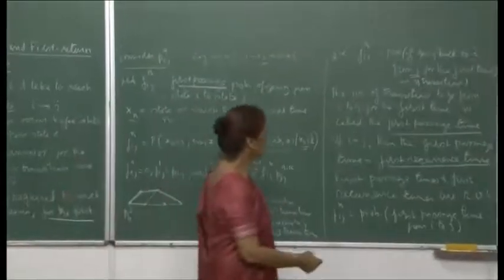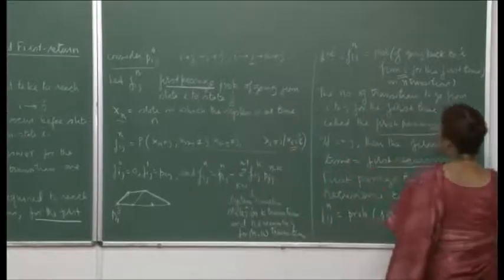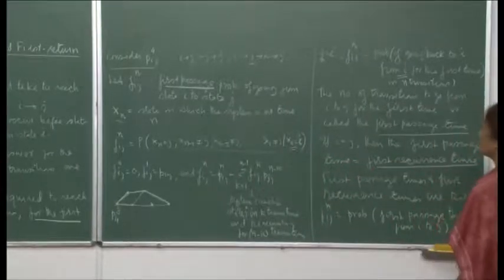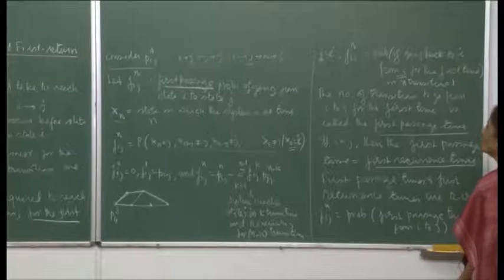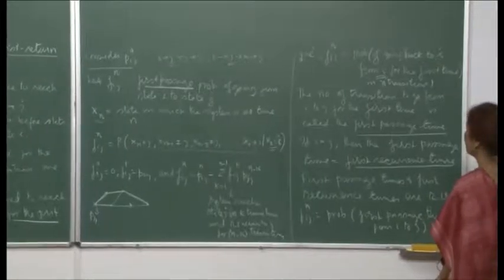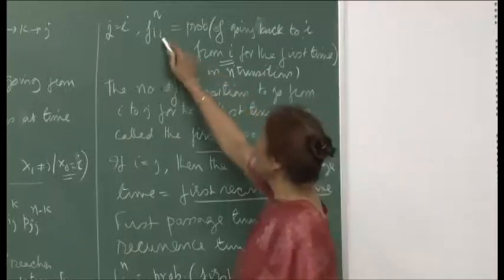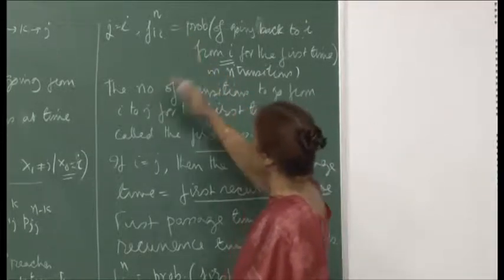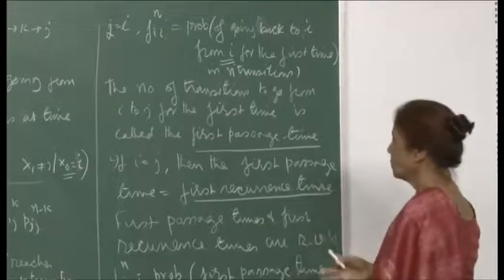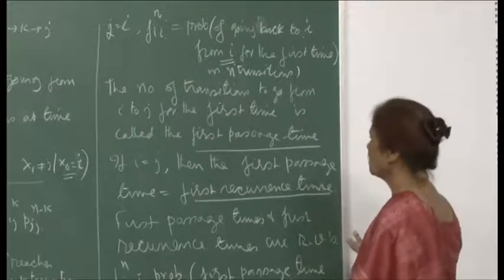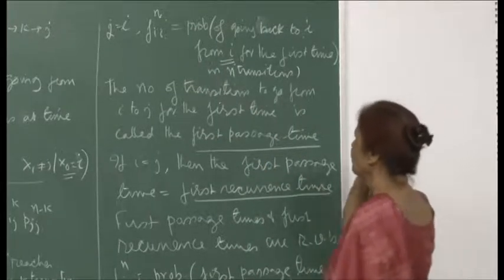I had used the word recurrence earlier, and I said we will define it later on. We will of course be talking in detail about these first passage times and first return times. So, first return probability is your recurrence probability. But here of course, we are saying in terms of n transitions, and then you would want to know the probability of ever returning to state i, and so we will compute that also.